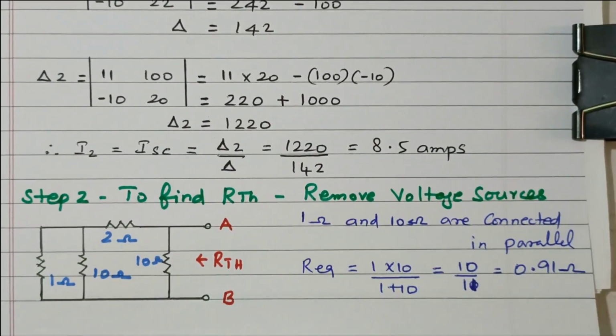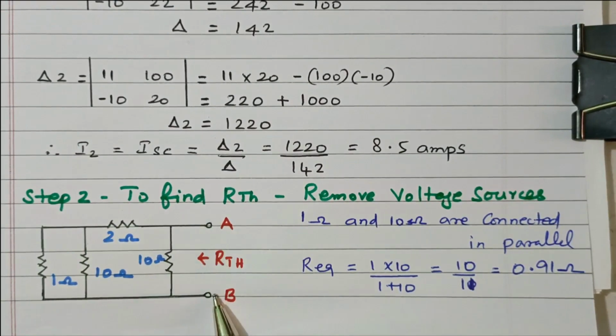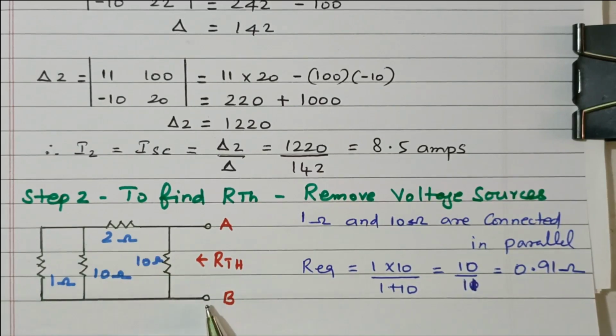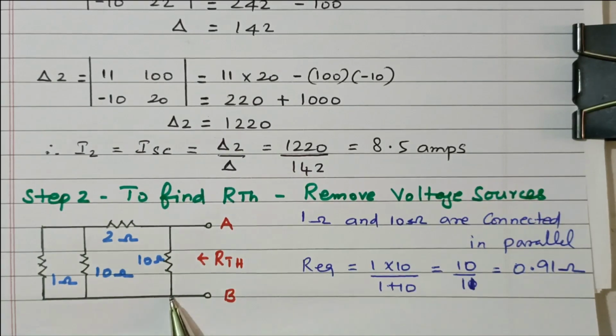Now we will find the R Thevenin across the terminal AB. So what is R Thevenin? The resistance available between A and B. These voltage sources are removed now. With the voltage sources removed, the equivalent resistance available between A and B is nothing but the Thevenin resistance, right?